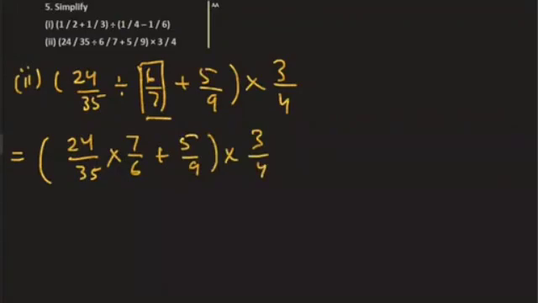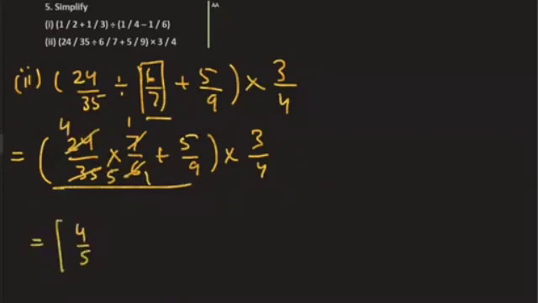First we have to solve inside the bracket. So 7 ones are 7, 7 fives are 35, 6 ones are 6, 6 fours are 24. So what is left? 4 upon 5. Okay, this 4 and this 5, 4 upon 5. And 1 into 1 is not written, plus 5 upon 9 multiply 3 upon 4. Now take the LCM of 5 and 9.